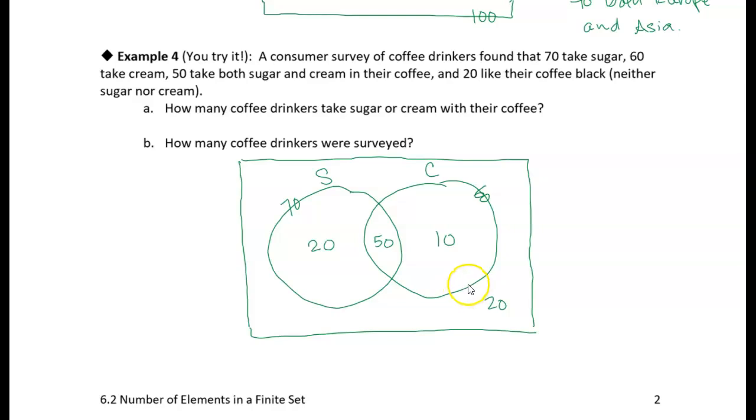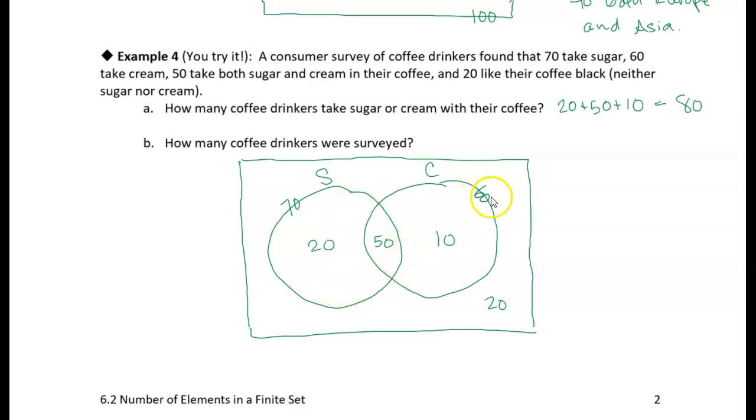Okay. So now we have everything we need to figure out how many people take either sugar or cream or both. We can just add up the numbers inside the circle. So the 20 plus the 50 plus the 10. So 20 plus 50 plus 10 gives us 80. Okay, so there are a total of 80 people represented in the two circles.